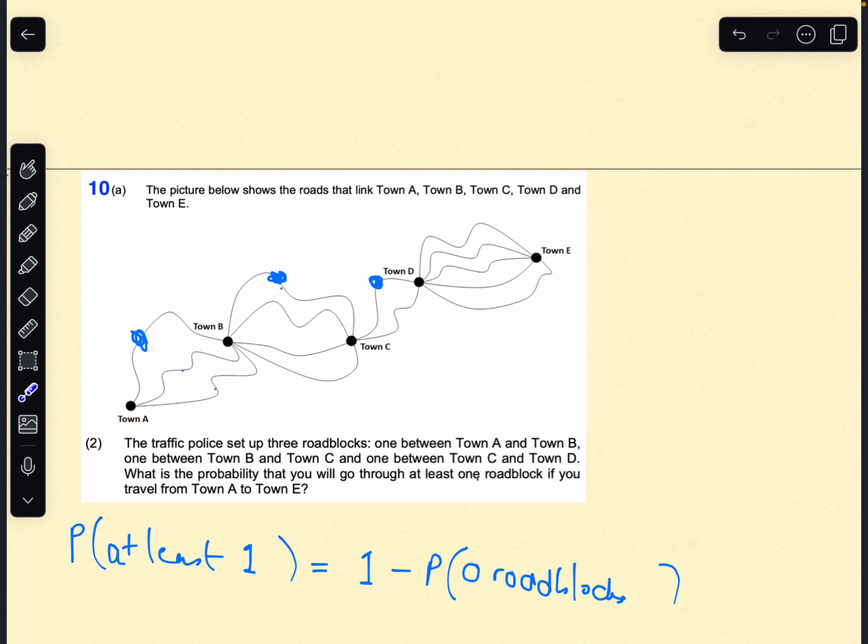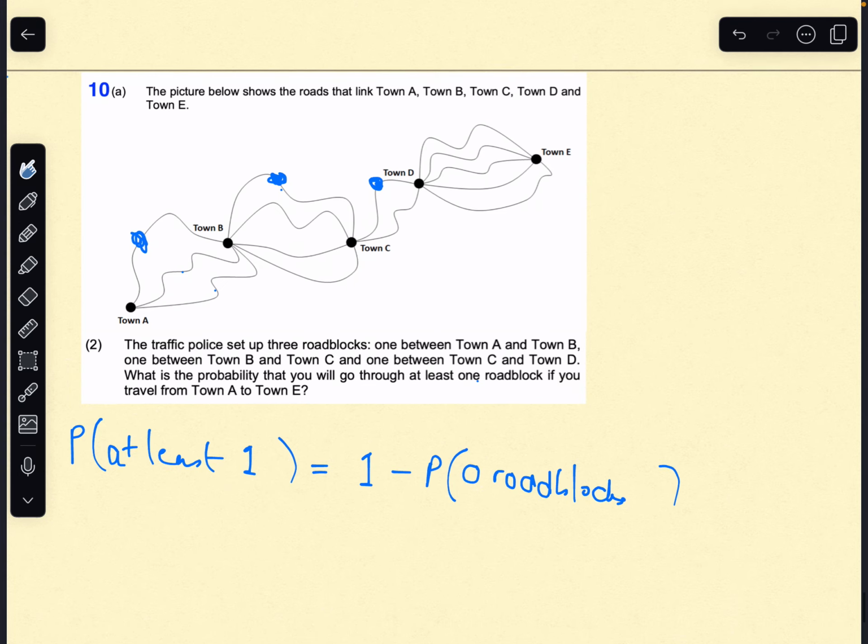So you're either in a situation where you don't encounter any roadblocks, or you're in a situation where you encounter at least one roadblock. Those two events are mutually exclusive, and they are exhaustive. They exhaust the space of possibilities. So how do we work out the probability of 0 roadblocks? Well, let's see.